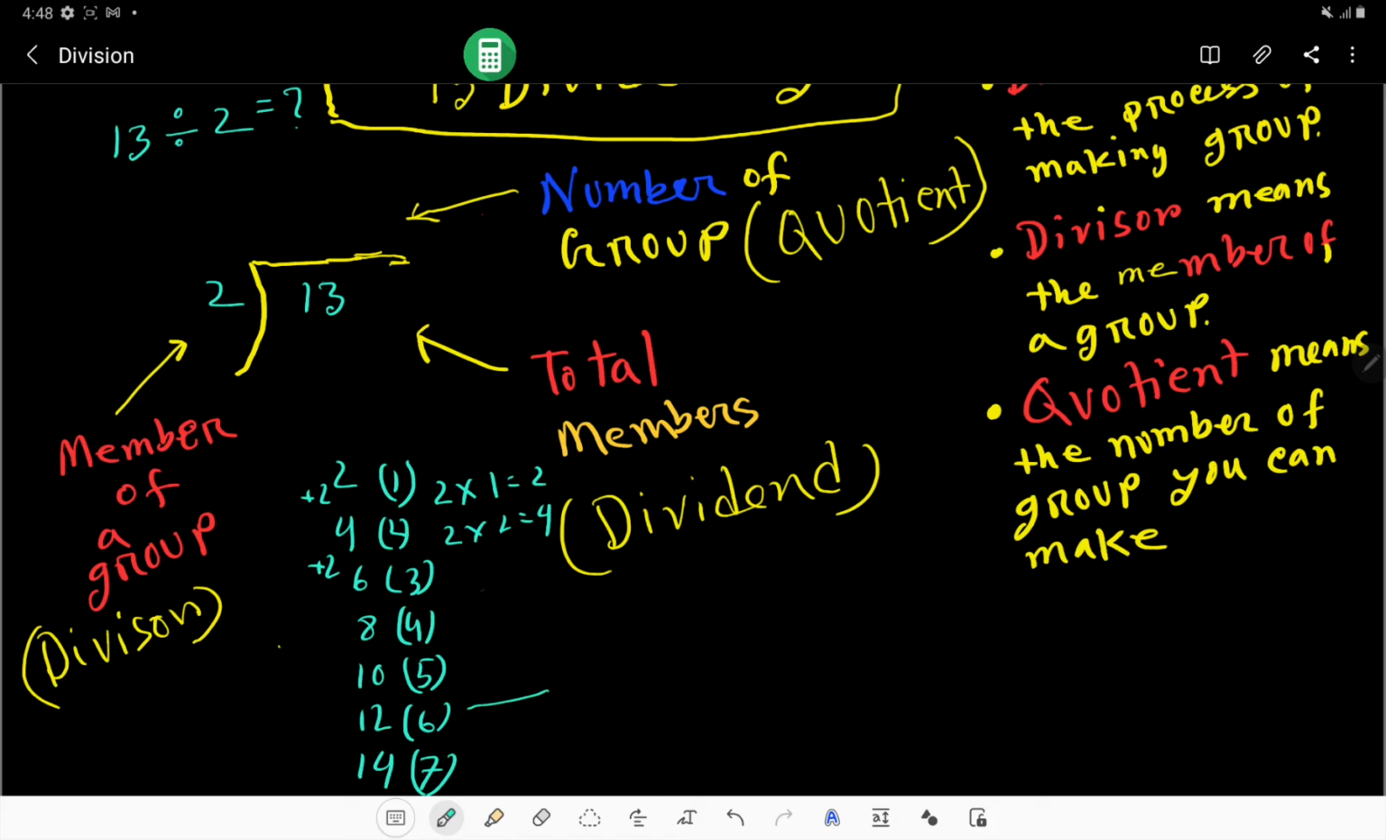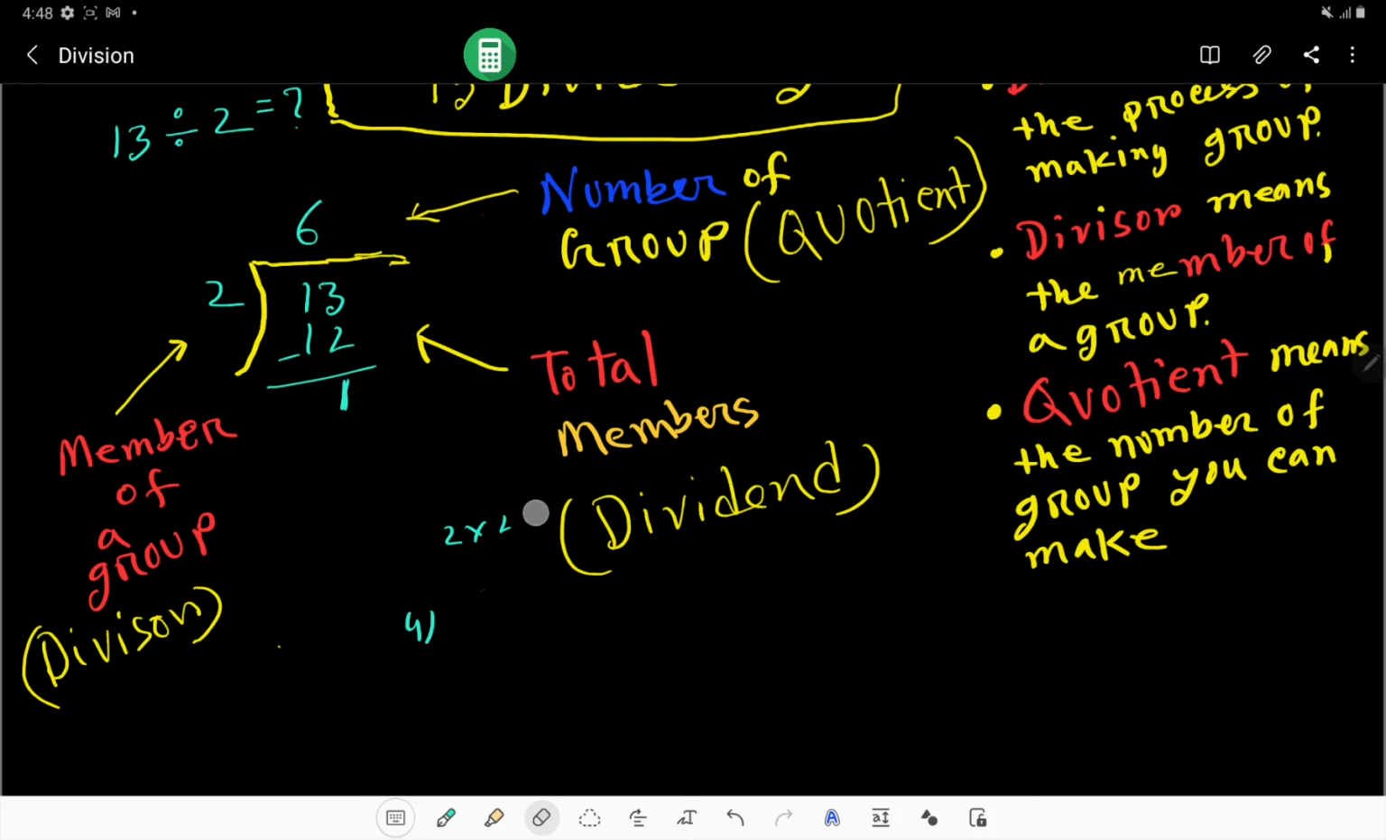So I will take this portion, that is 2 times 6, which gives us 12. I have to write here 2 and here this 6. 2 goes into 13 6 times, and 6 times 2 is 12. Already we have written it here. So if I deduct, I get 1 as a remainder. So 6 remainder 1 is the answer, right?